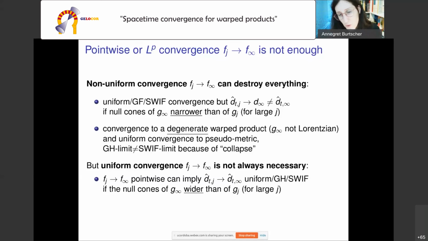But on a more positive note, what I wrote at the very end, that example, again, is to show that in some cases, you can actually still preserve this convergence. Even if you have only pointwise convergence of the warping functions, you may still have uniform convergence of the null distances and all these other metric convergences as well. And in particular, the limits would agree, or did agree, in this example.